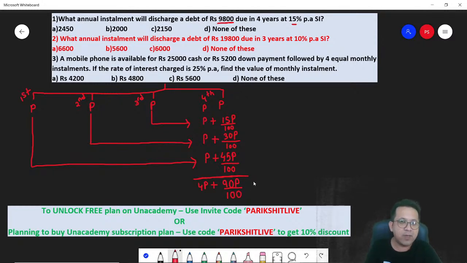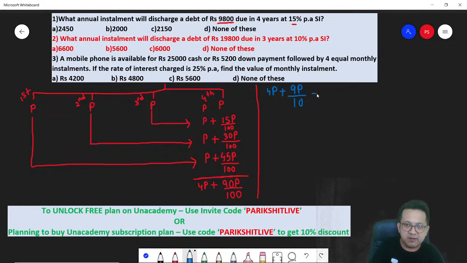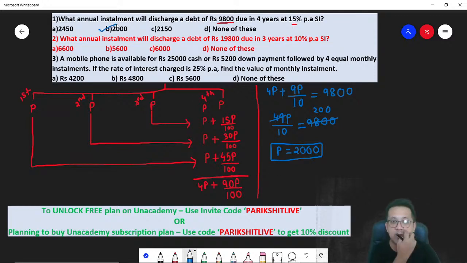So at the end of 4 years, when the bank withdraws the money from the savings account, this is what they would have. So 4P plus 90P by 100 is nothing but 49P by 10. You can cancel the 0. 49P by 10. And as per the question, this should be equal to 9800. Correct? Because that is the debt. Do the maths. 49P by 10 is equal to 9800. If I do the calculations, this is 200. So P is 200 into 10, 2000. So the answer for the first question is 2000.